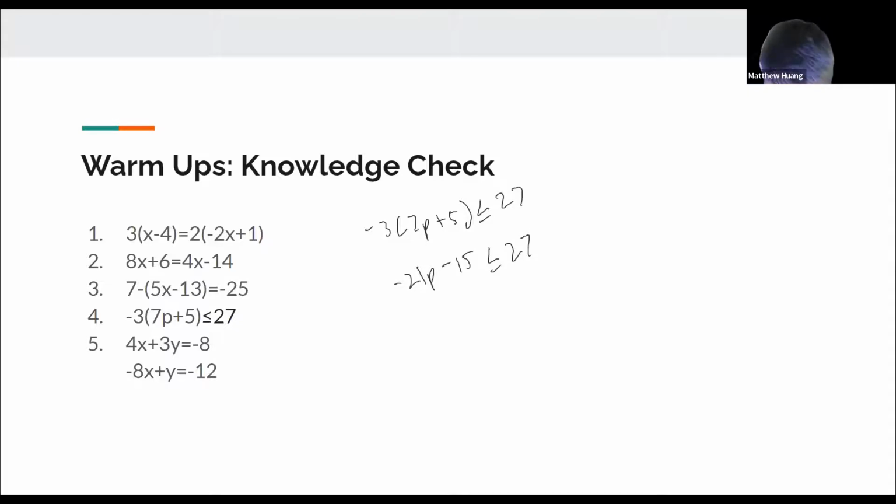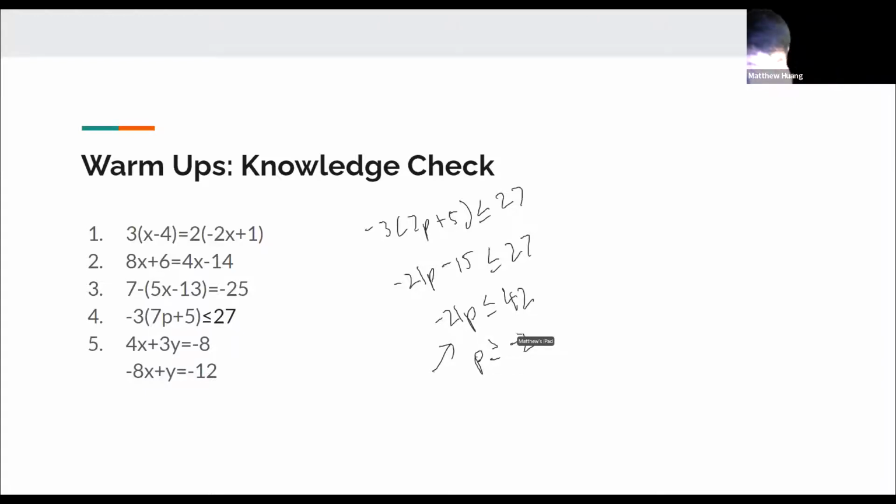Next step, we isolate the variable, which is p, and we move the constant, which is 15, to the other side. And we can do that by adding 15 to both sides. So that turns into negative 21p is less than or equal to 42. Right? And then after that, you can divide by the coefficient right here. So that's just negative 21. So you divide both sides by negative 21. That turns into p is greater than or equal to negative 2.